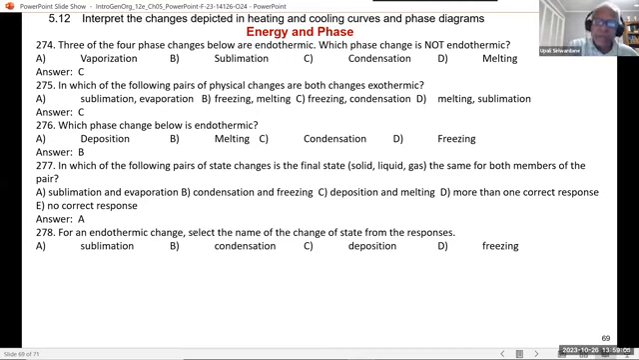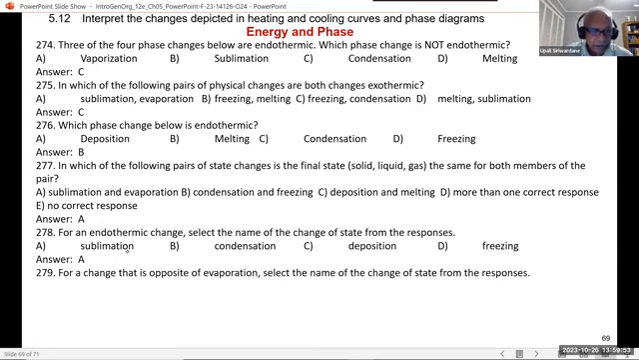Select the name of the change of state from the reference. Sublimation is endothermic. Condensation is exothermic, gas to a liquid. Deposition is gas to a solid, and that's exothermic. Freezing is liquid to a solid. Endothermic is sublimation. A is the correct answer.